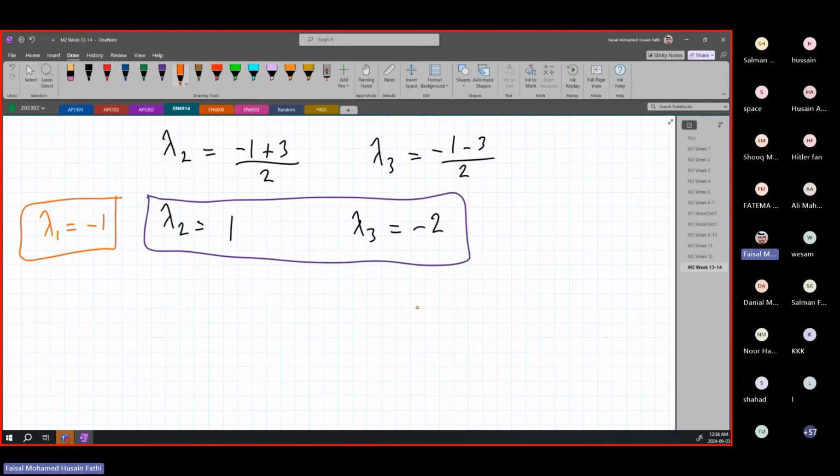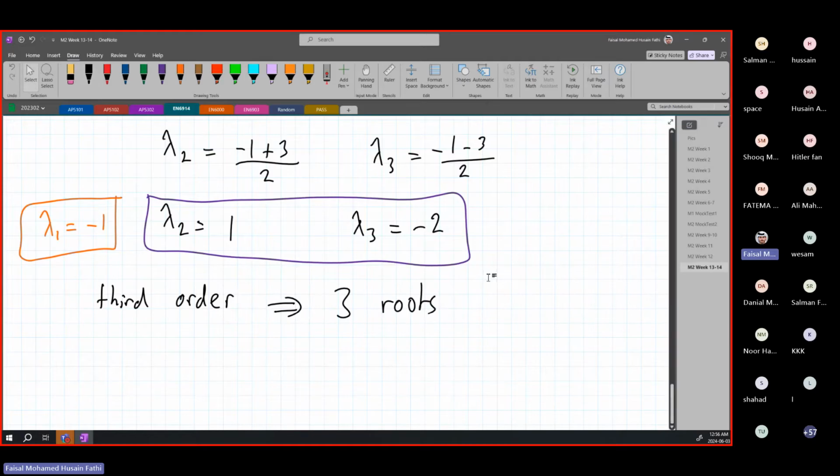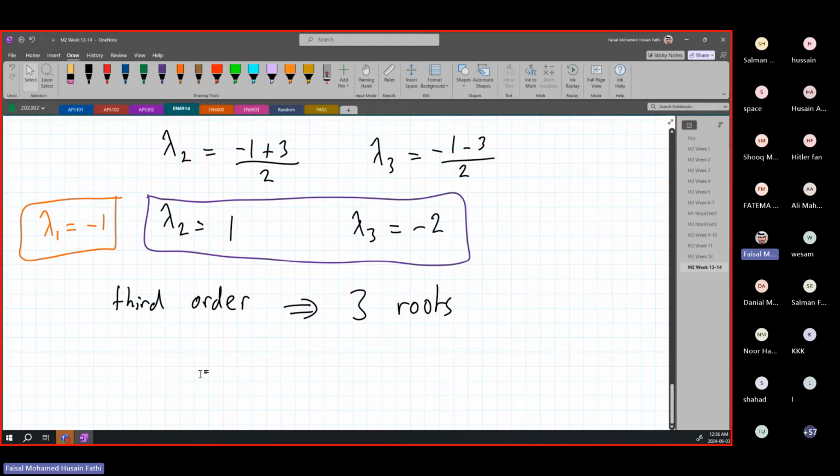So since we have third order, it means we are going to have 3 roots. Doesn't matter what type of roots, whether they're distinct or not. In this case, we got them as distinct roots. But I will show you in another example how they will not be distinct. Okay?